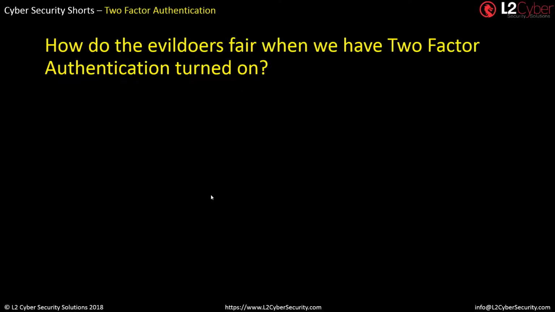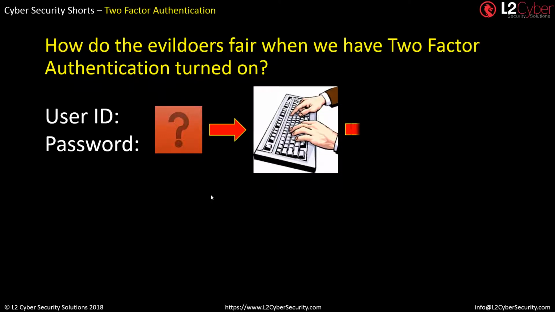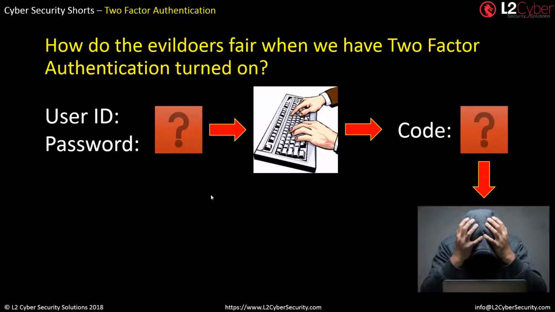But how does this affect the bad guys? How does this change things? Because we have this additional step in the process, bad guys will have our user ID and password, which they can type in, and then they get asked for a code, which they have no control over, and they cannot gain access to our account. So that's where this two-factor authentication really shines through. It stops them from getting into your account.